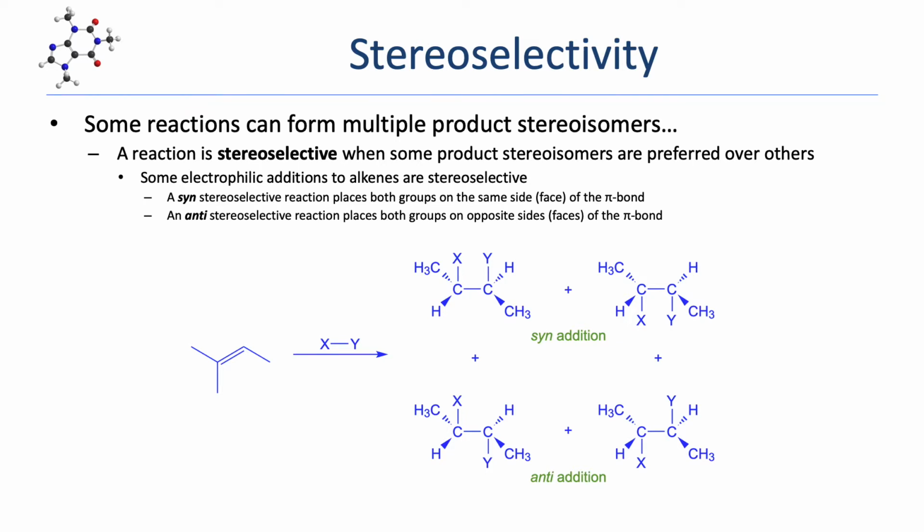In the two bottom products, you can see that the two groups were added across from one another, on opposite sides or opposing faces of the pi bond. So on the left structure, you can see that the X ended up on the top face and the Y on the bottom, and in the right structure, the X on the bottom and the Y on the top. When the two groups that are being added are added on opposite faces, it's referred to as an anti-addition. As we begin to look at the specific electrophilic addition reactions, you'll see that some give only syn products, some give only anti-products, and some give a mixture of both.